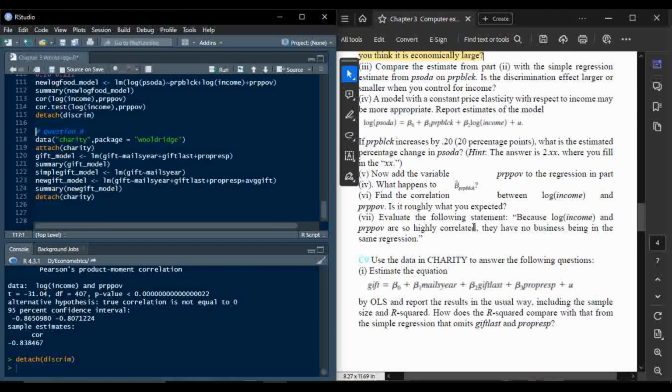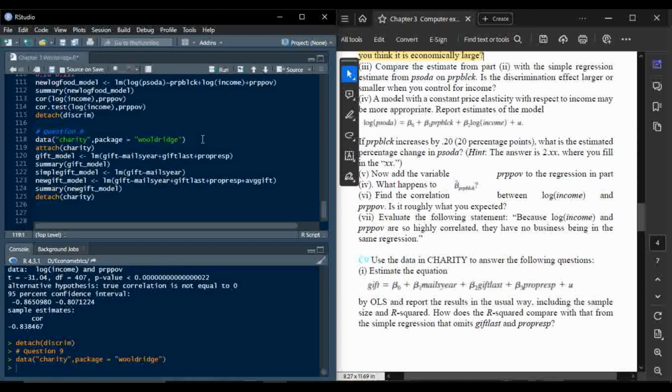Now let's come to question number 9. Question number 9 uses the dataset charity from the package Woolrich. Type data charity and then package equals Woolrich. Attach this dataset.